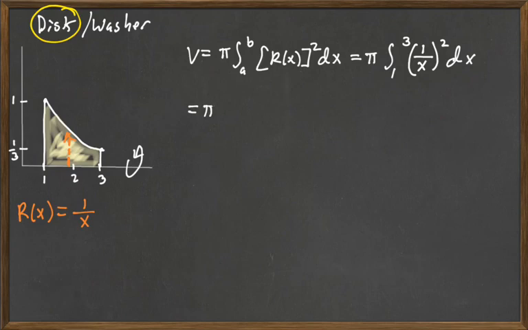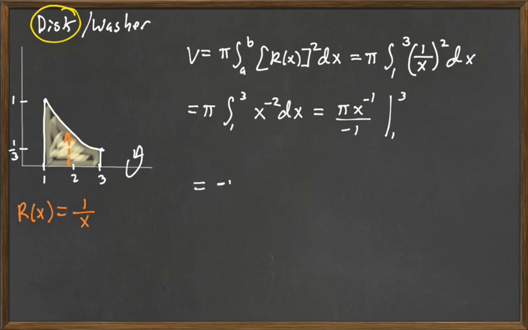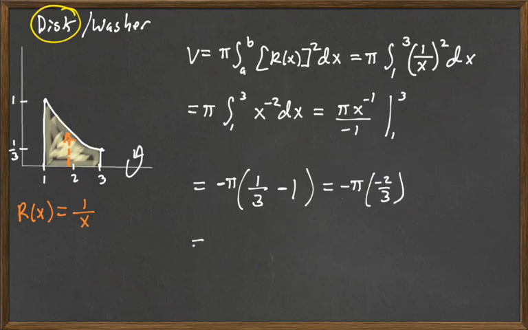So that's going to be pi, integral from 1 to 3, x to the negative 2 dx. So pi, add 1 to the exponent, negative 1, divide by the new exponent of negative 1, and evaluate from 1 to 3. So negative pi times (1/3 minus 1), so that's going to give us negative pi times negative 2/3, and so that gives us 2 pi over 3. And again, the decimal approximation.